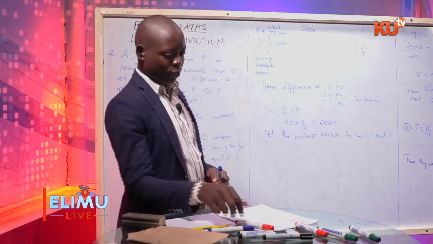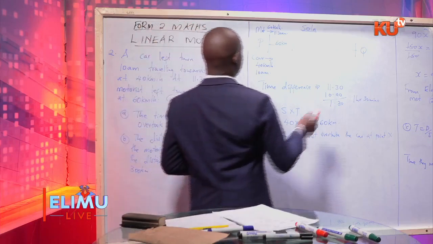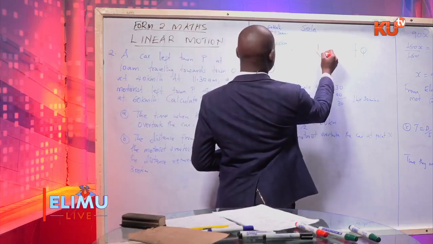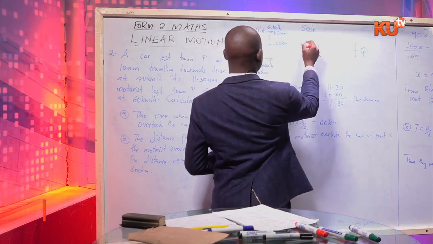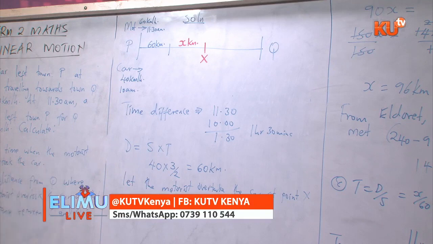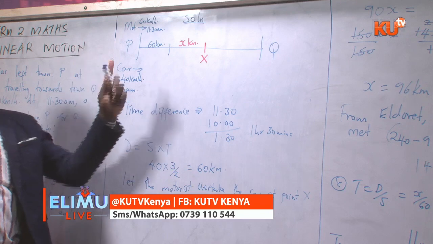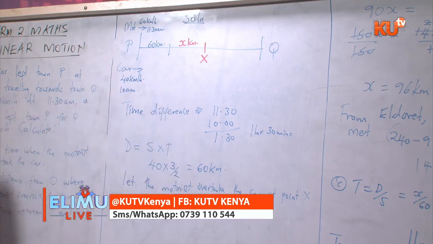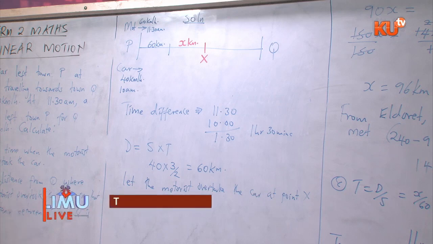So if I let this to happen and represent it on my diagram as X, I will definitely give this X kilometers, which is not known. So meaning that the motorist has to move 60 plus X kilometers, and the car has to move X kilometers at their respective speeds for them to be able to overtake each other at point X.